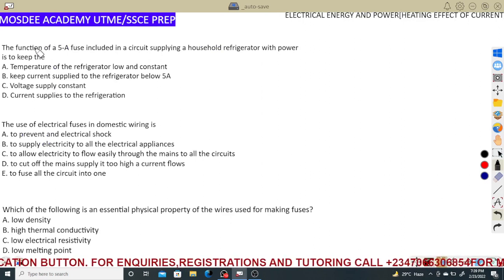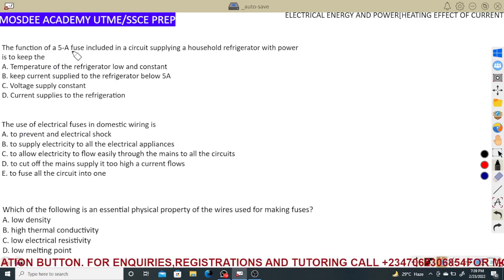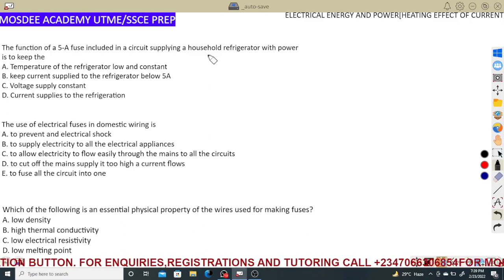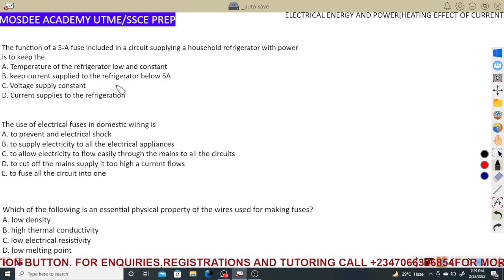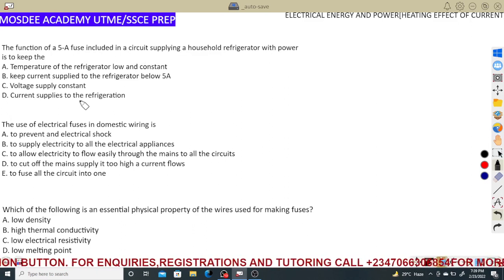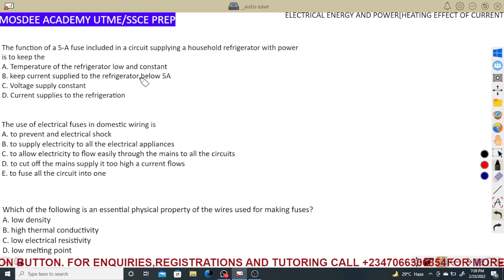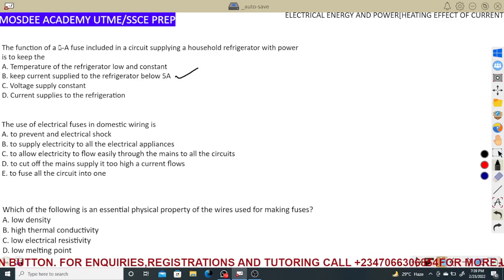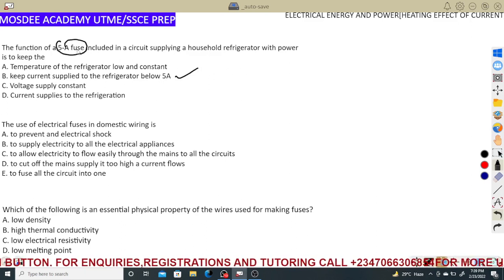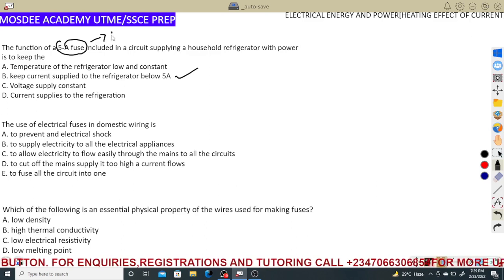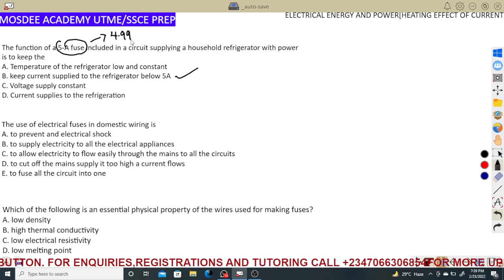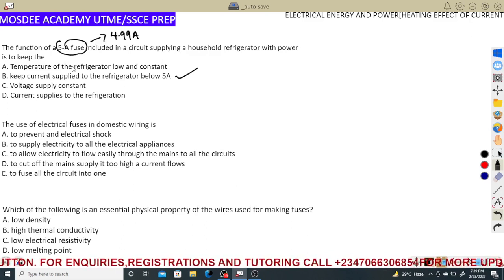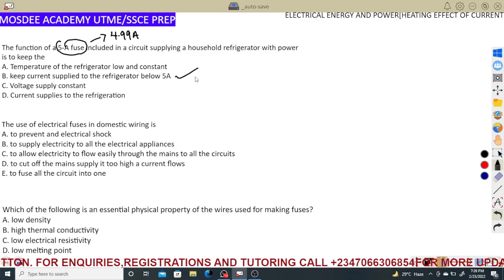The next question, same thing, same concept. The function of a 5 amps fuse included in a circuit supplying a house with power is to keep current supply below that. We talked about that. If the fuse is rated 5 amps, let me explain this. The highest point that can enter there is 4.99 amps. Immediately it is up to the rating of that fuse, it will break, it will cut it. So please keep that in mind.